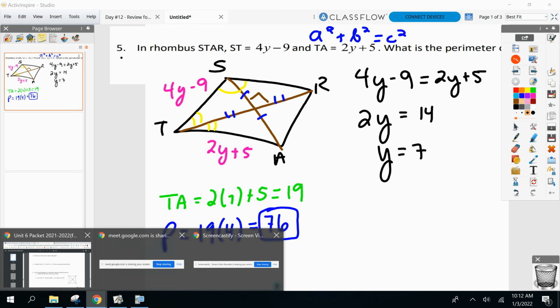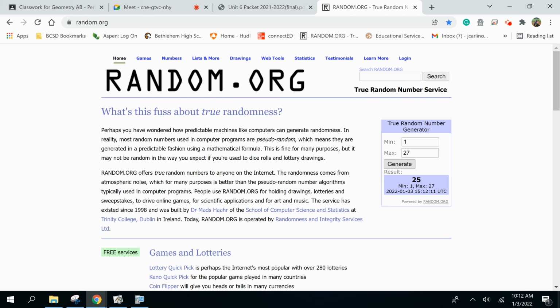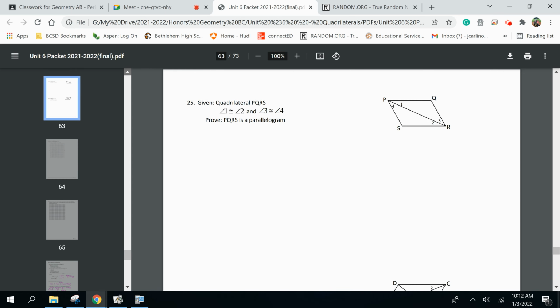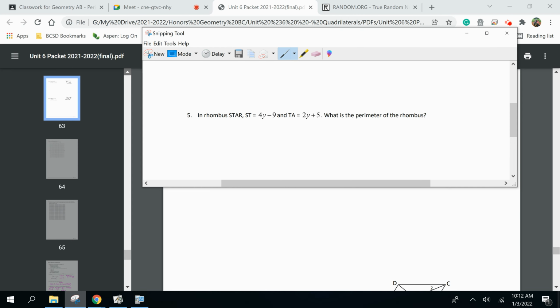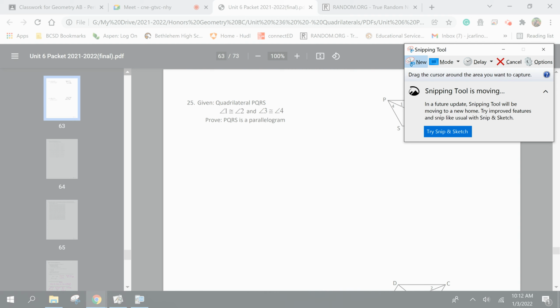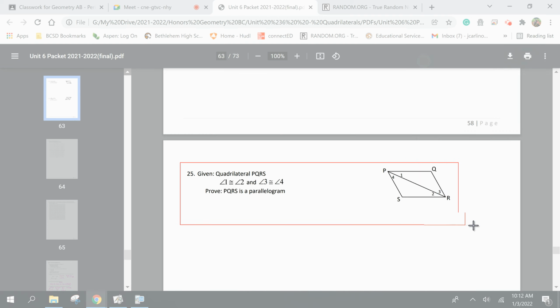All right. And that was just the first one we're doing here today, and it's already picked up in intensity. 25. Let's take a look at 25. I believe that's a proof. Have we done it? Nope. Perfect. Statements and reasons. Prove this is a parallelogram.